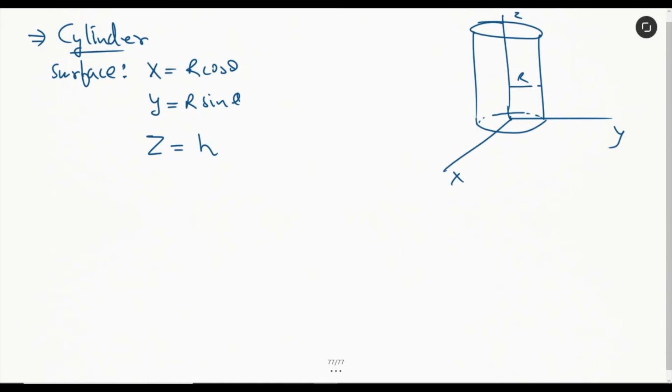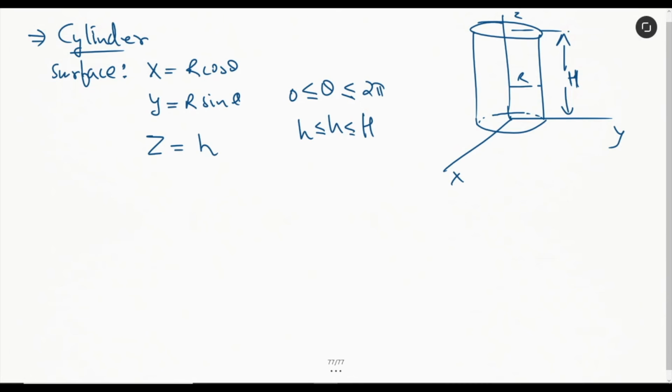So of course for these parameters, theta is varying from 0 to 2 pi, making the entire circle, and h, let's say, varies from 0 to capital H. So this is that capital H, right?